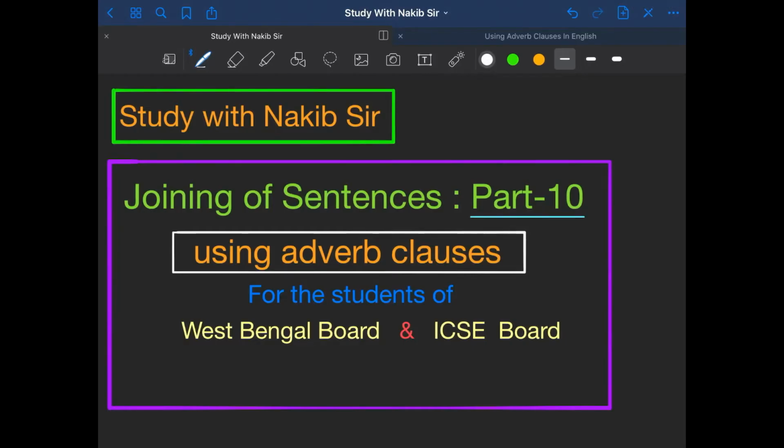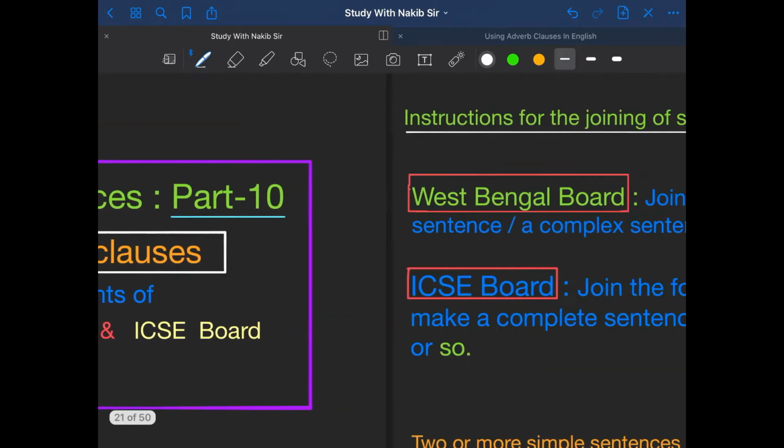Welcome back, students. Today again a new lesson on the same topic, joining of sentences, for the students of the West Bengal Board and the ICSE Board. In this lesson we will learn how two or more simple sentences can be combined into a complex sentence by using adverb clauses in English. Okay, now go to the next page.